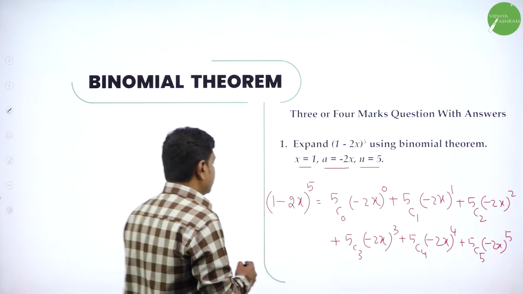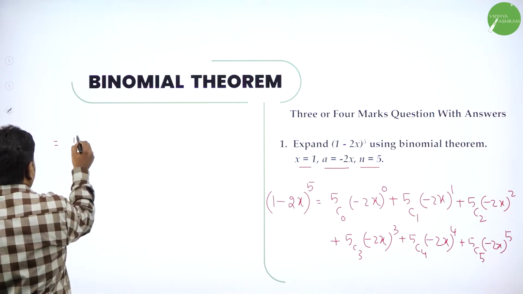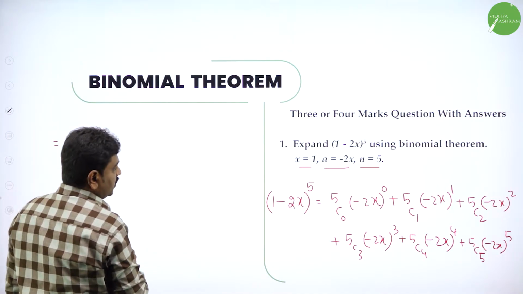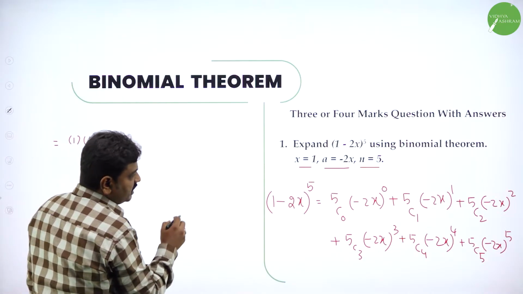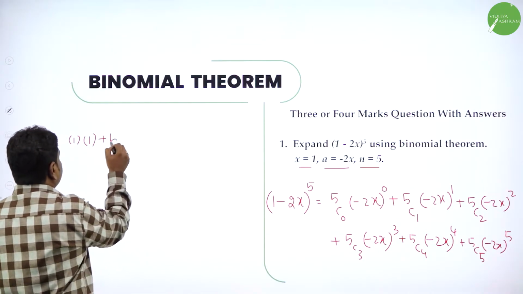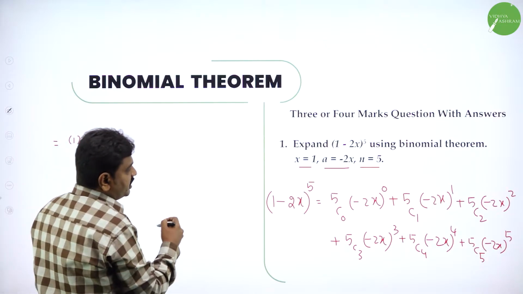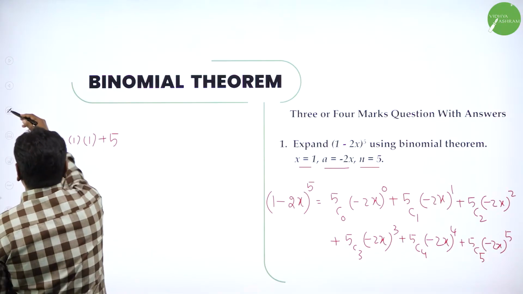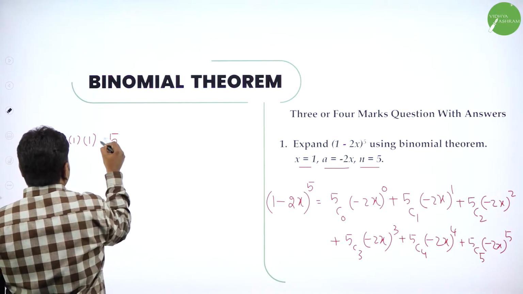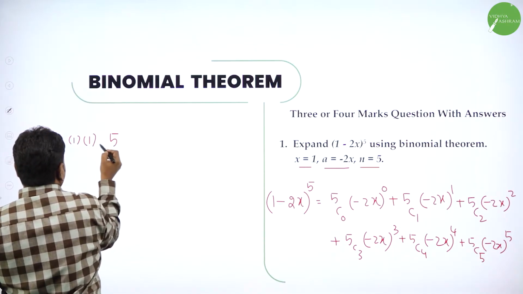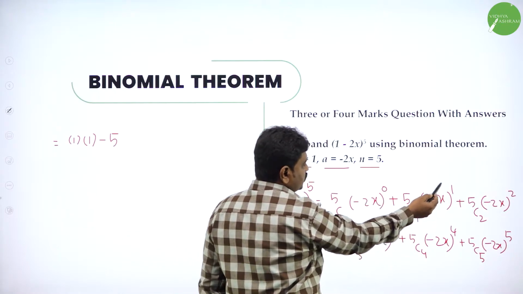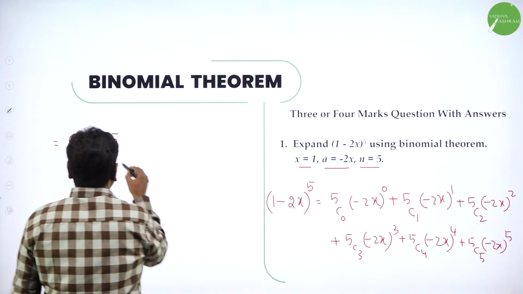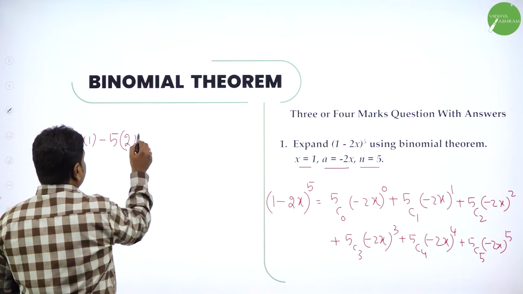Now further we'll simplify this. 5c0 is 1. Anything power 0 is also 1. And 5c1 is 5. And we have (minus 2x) power 1. Plus into minus becomes what? Minus. So I'll write minus here. So 5c1 becomes 5. (Minus 2x) power 1 is minus 2x. So minus I'll write here into 2x.